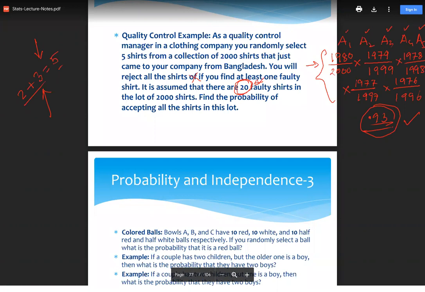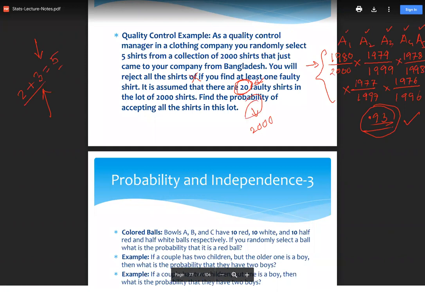Ideally, this would probably be the probability. But what if, in the real world, it turns out that somebody by mistake put a bad t-shirt, let's say in this lot of 2000, okay? By mistake, somebody put a bad t-shirt at the very last moment on the top of the lot, and the manager happens to pick that one.